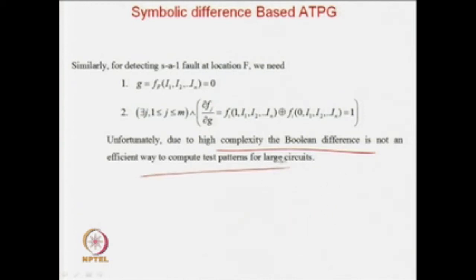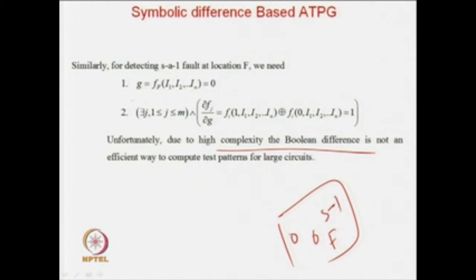Now, let us see what they are saying for the stuck-at-1 fault. If there is a stuck-at-1 fault that you have to detect at f, then you have to apply a 0. So, f of this function is actually f of f, say, that is g. In this case you have to apply a 0, by controlling the primary inputs in such a way that this g, that is the fault location, should have the value 0.